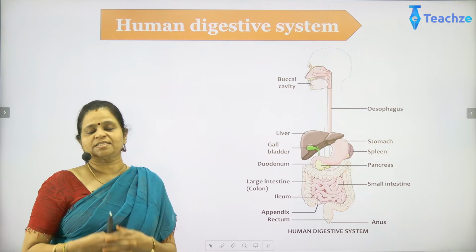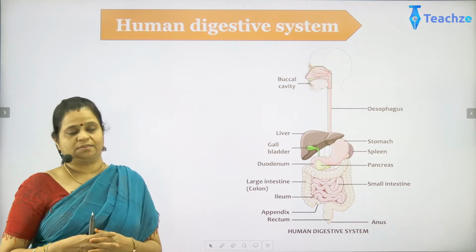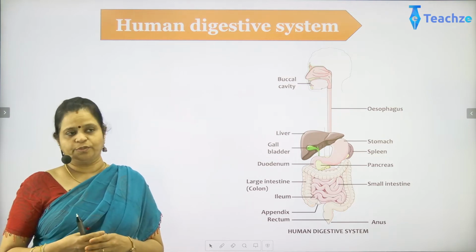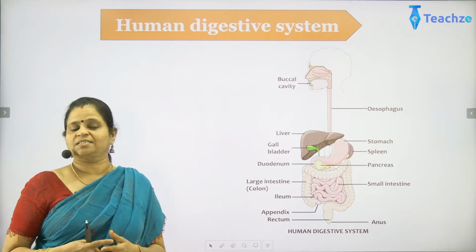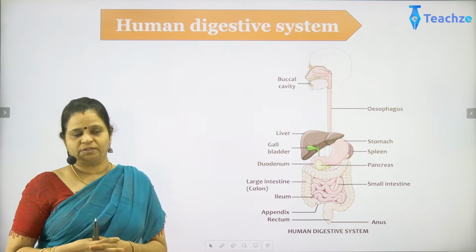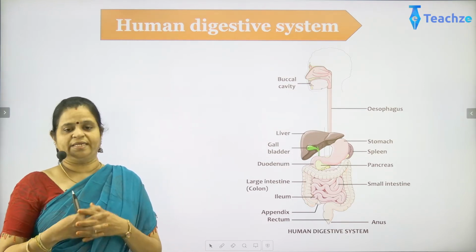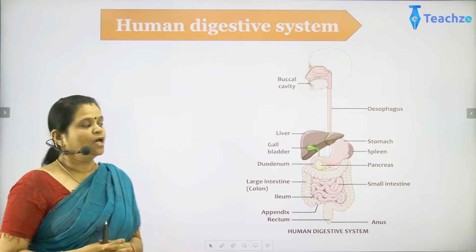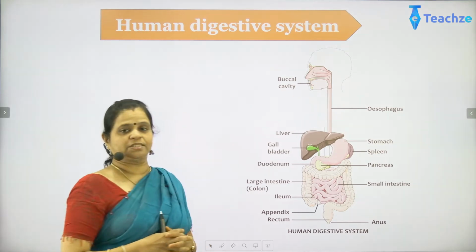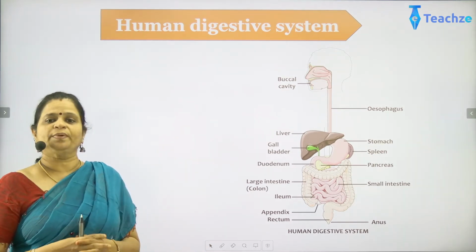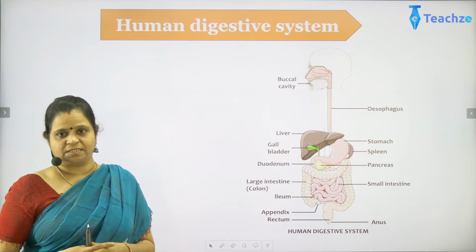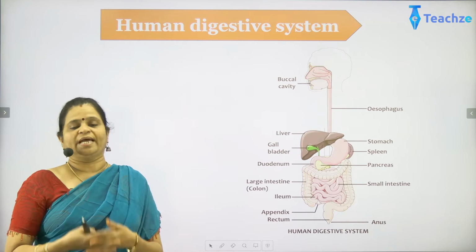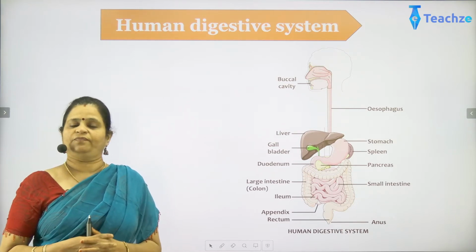Now how do we digest using enzymes? The food we eat is very complex. We do not take simple kinds of foods. We take carbohydrates, proteins, fats, and other kinds of complex foods. Before it can be absorbed, the food has to be broken down into simpler substances. That is the meaning of digestion. The complex food has to be broken down into simple substances so that our body can absorb it and then utilize it for various activities in the form of energy.